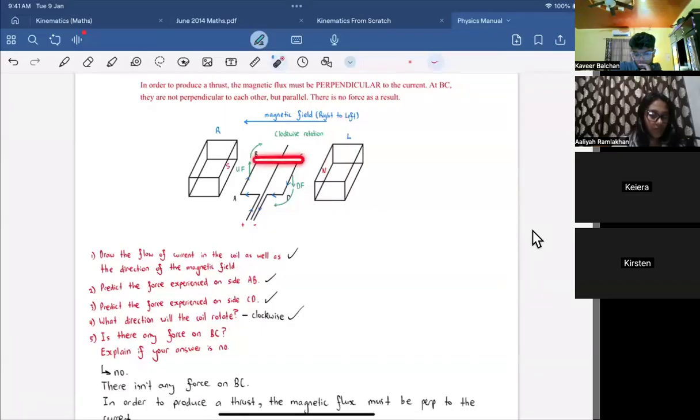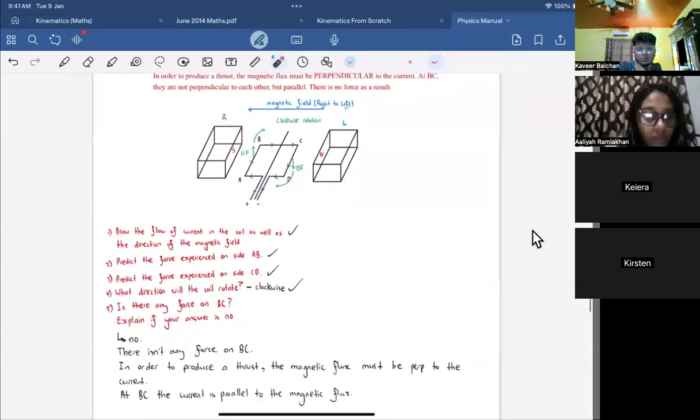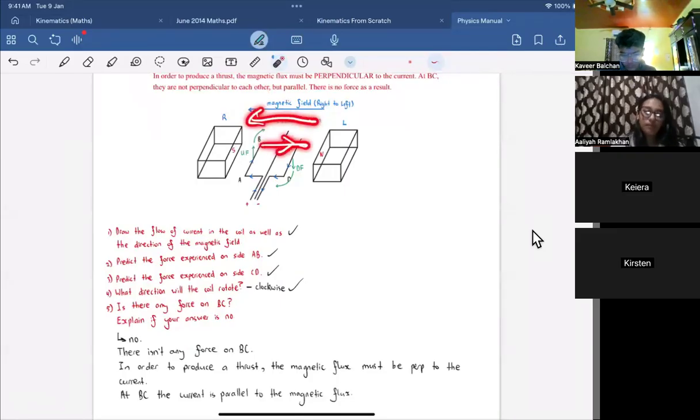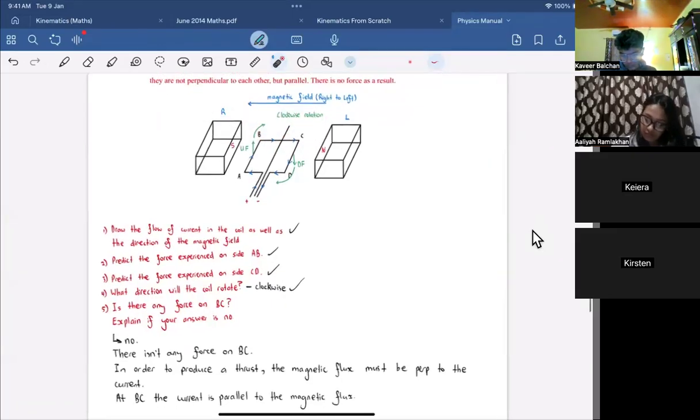If you look at this over here, look at the direction, and the parallel. Because they're parallel, they wouldn't have any force on BC. That's basically what we're saying. Aliyah, you understand that? So on AB, the direction of the current is perpendicular to the magnetic field. Same thing for CD, so you'll have a force. BC is parallel to the magnetic field, so you wouldn't have a force. So copy that down. 10-mark question.